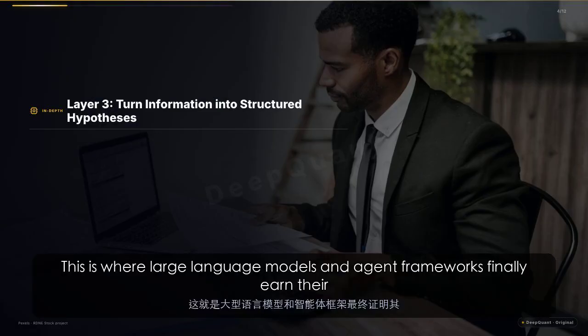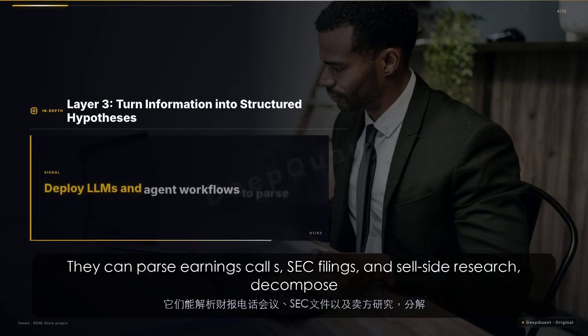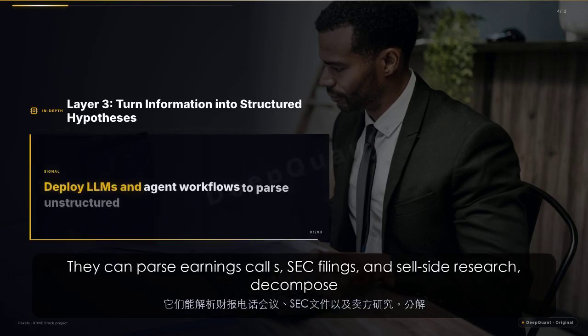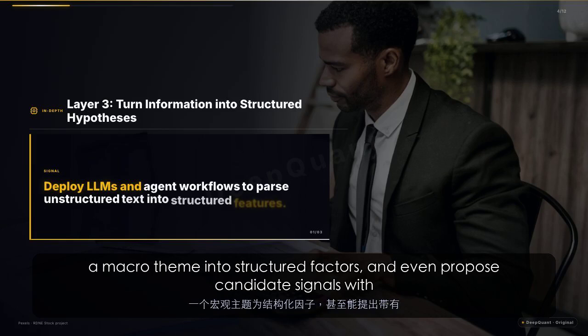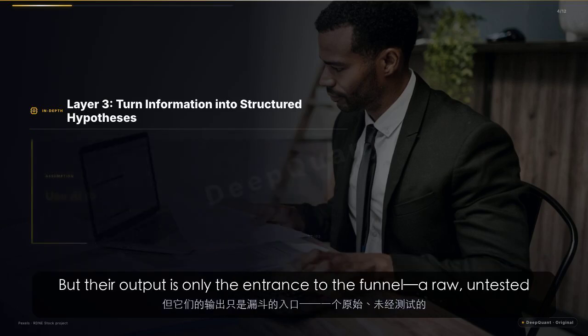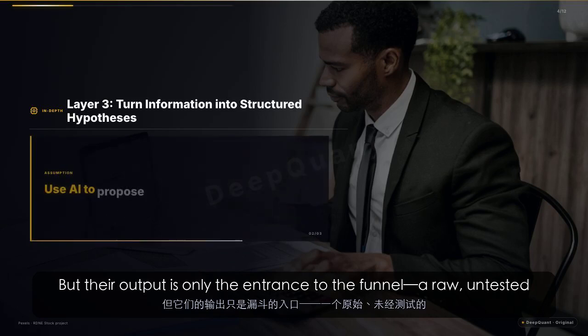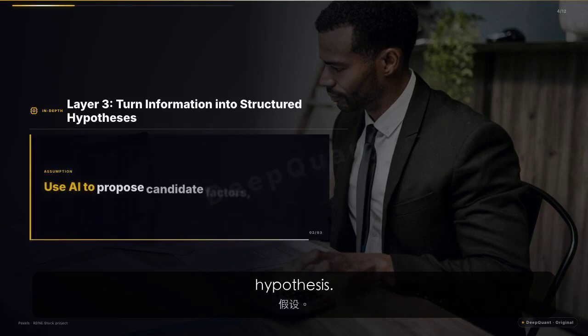This is where large language models and agent frameworks finally earn their keep. They can parse earnings calls, SEC filings, and sell-side research, decompose a macro theme into structured factors, and even propose candidate signals with draft code. But their output is only the entrance to the funnel, a raw, untested hypothesis.